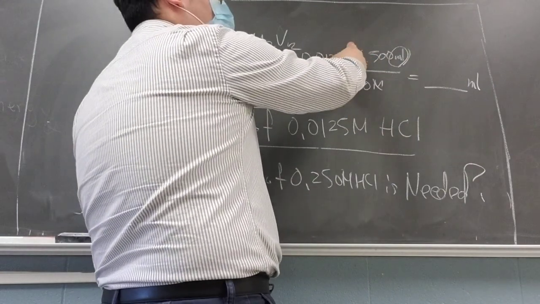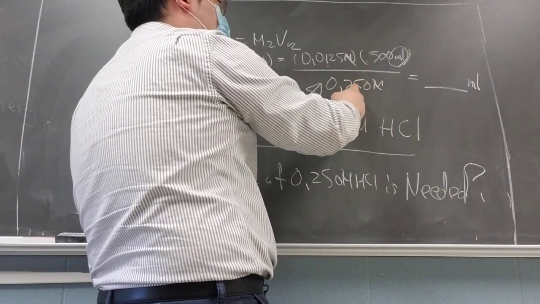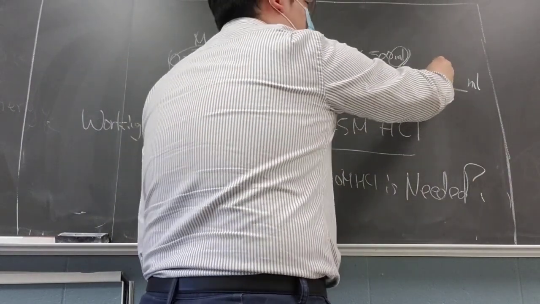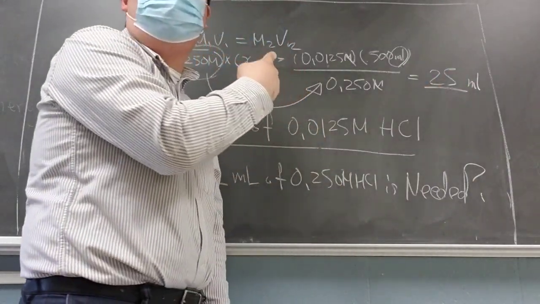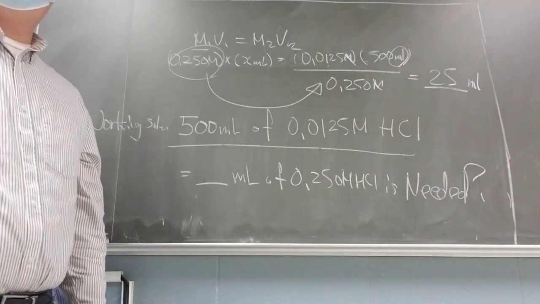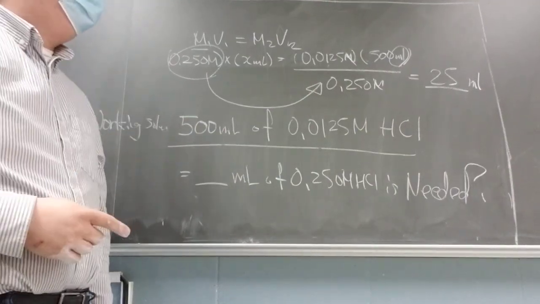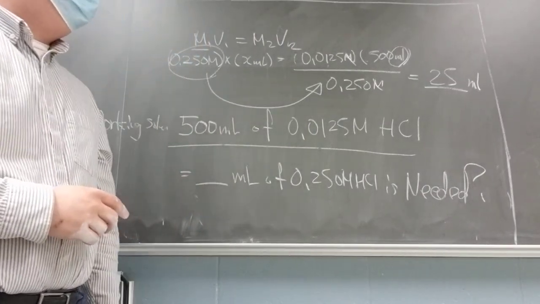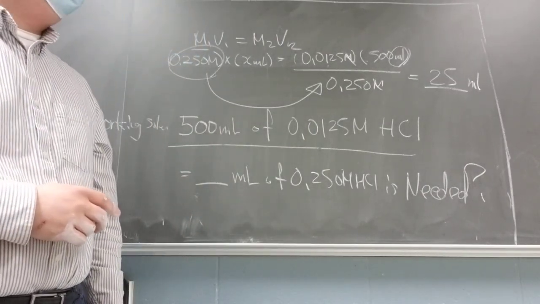This will be what? 6.25 divided by 0.25 will be 25, right? Could you guys double check this one actually? Could you put this in the calculator? 0.0125 times 500 over 0.25. It will be 25, I think.